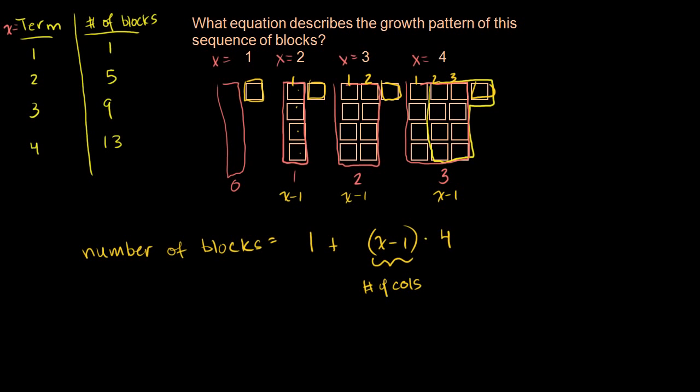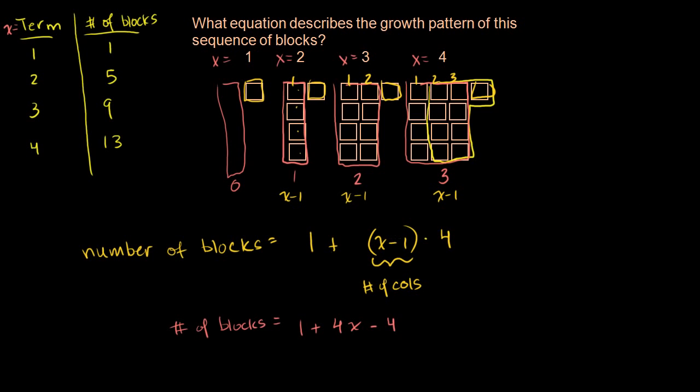So let me write this. Let me simplify this a little bit. If I were to multiply 4 times x minus 1, I get the number of blocks being equal to 1 plus 4 times x. I have to distribute it. 4 times x is 4x. And then 4 times negative 1 is negative 4. So that's equal to the number of blocks.